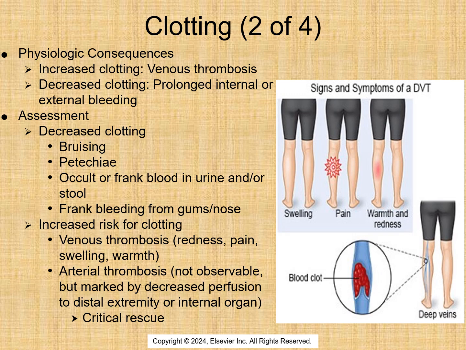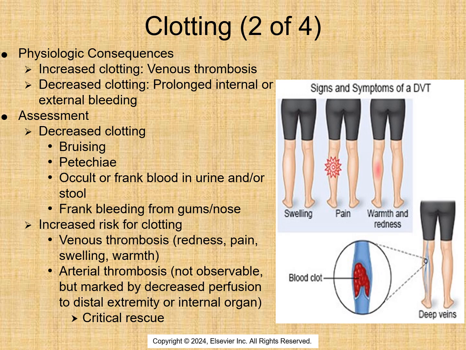If they have an issue with increased risk for clotting, again, we're going to look for risk for thrombosis. In the legs, we'll look for the presence of pain, redness, warmth. If there's a risk for arterial thrombosis, we may not be able to see it externally, but we'll see signs potentially of decreased perfusion to the distal point from that. So they actually might be discolored. The pulses might be impacted.